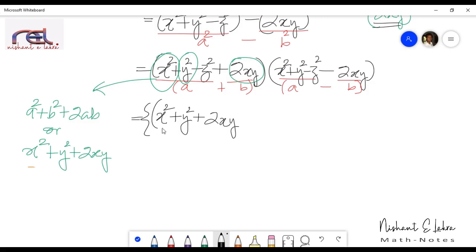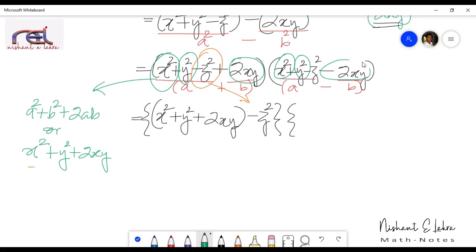All right, we'll be solving this, so we separate it, and z square is written outside the bracket, minus z square. Right, I hope you are understanding this. Now let's solve the second term, second part.